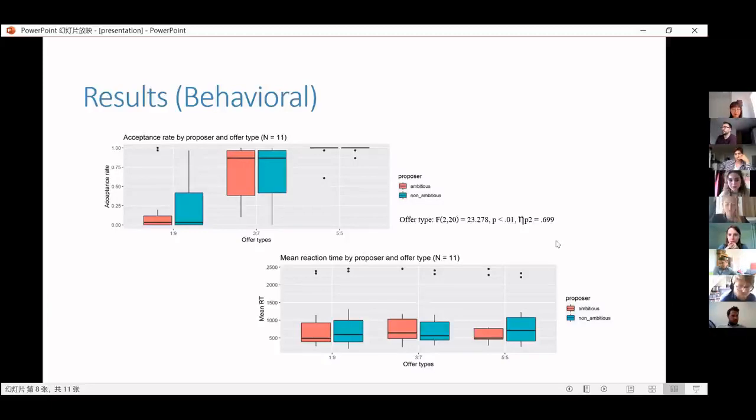As for the reaction time, the plot seems not to show any difference between the conditions, especially for people playing with non-ambitious proposers. But I think this might also have something to do with the design itself, as during the multiple round games, people might develop their own strategy, and in a later stage they simply reject or accept offers based on the strategy, which renders the reaction time not to make a lot of sense anymore. But I will return to this point when we discuss the ERP result.